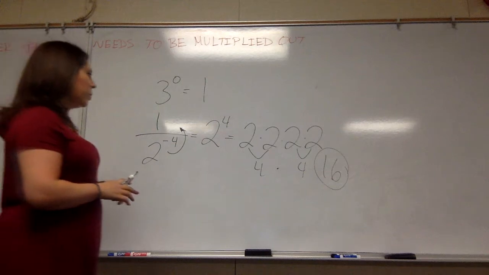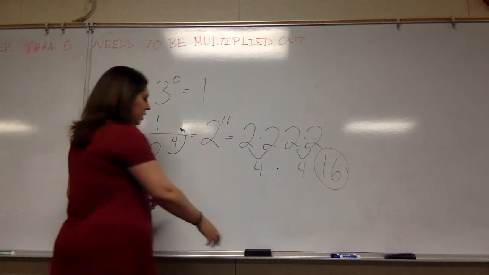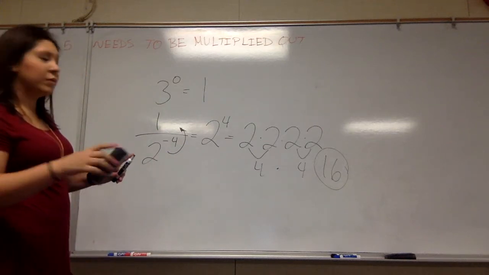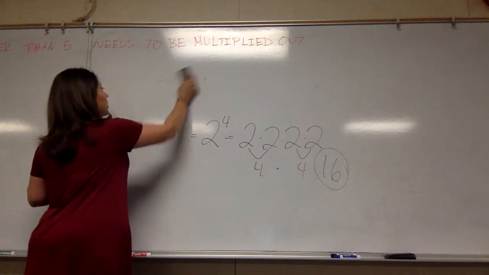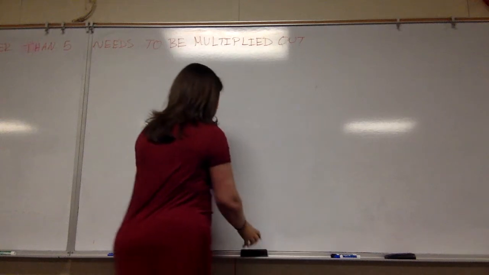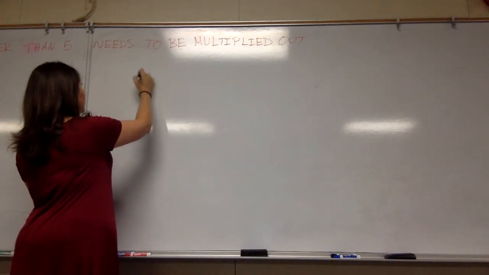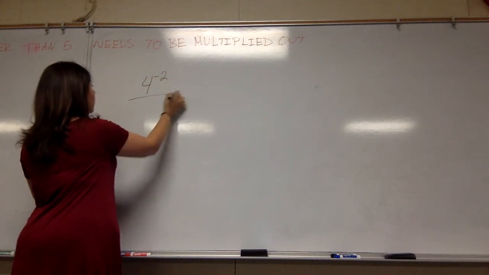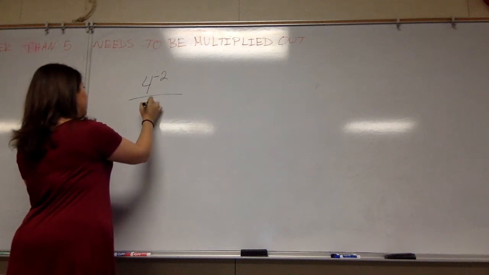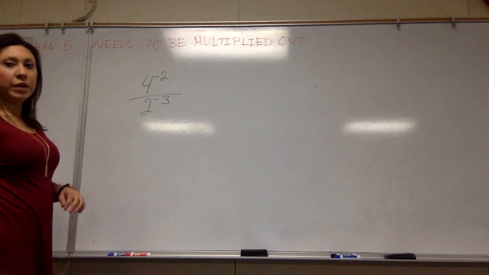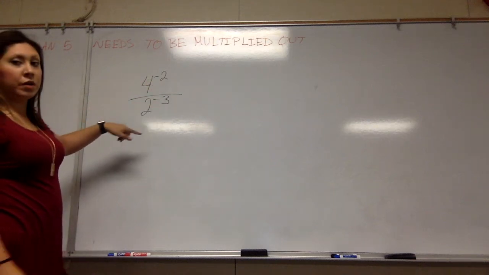Sometimes you might have to mix it up a little. So take a second, pause the video if you need. So sometimes you're going to have things on the top and on the bottom. So I can have like 4 to the -2, and let's say 2 to the -3. Alright? 2 to the -4, 2 to the -3.